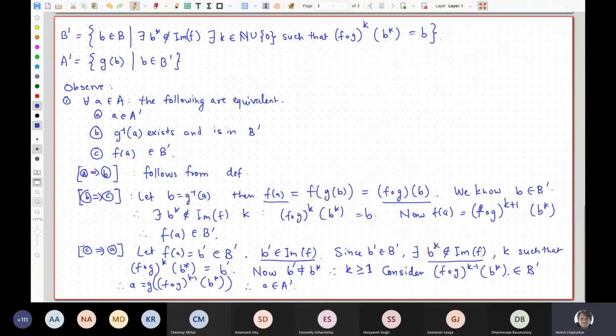Somebody is saying, could you explain the last step again? Now B prime is not equal to B star, is that the entire C implies A part or something else? The last is, consider this belongs to B prime, A equals this. So did you understand that B prime cannot be equal to B star? Yes, sir. And K must be greater than or equal to 1. It cannot be 0.